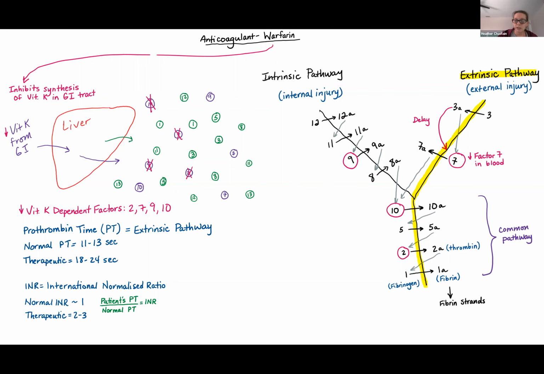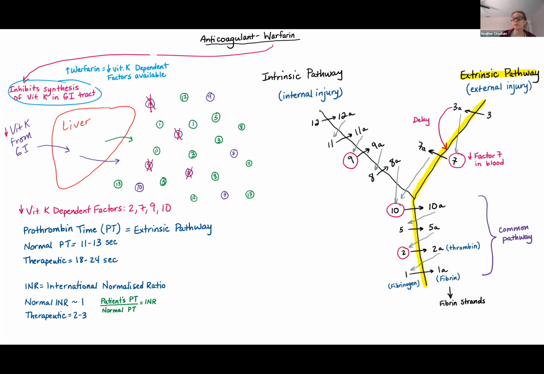So to go back to the fact that warfarin inhibits synthesis of vitamin K in the GI tract, it is dose dependent. If we give more warfarin, we're going to have a further decrease in the amount of vitamin K dependent factors available. The more warfarin we use, the less the liver is going to be producing those vitamin K dependent factors.